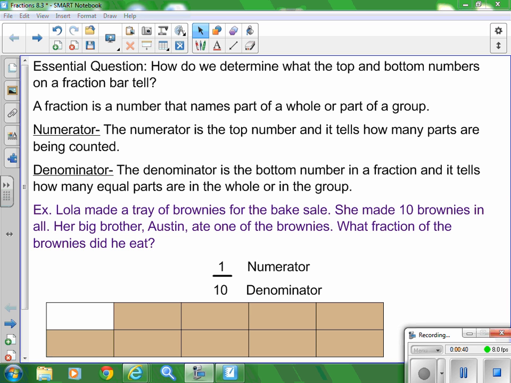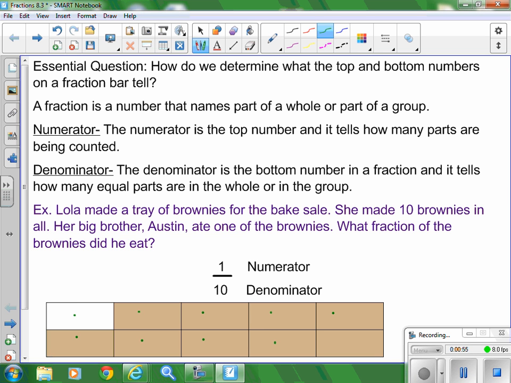She made 10 brownies in all. Her big brother Austin ate one of the brownies. What fraction of brownies did he eat? So if you look at this picture down here, you see that Lola made 10 brownies, right? So you automatically know that's your denominator. How many brownies did she make? 10. That's the whole. And up here, that's exactly what it says for the denominator.